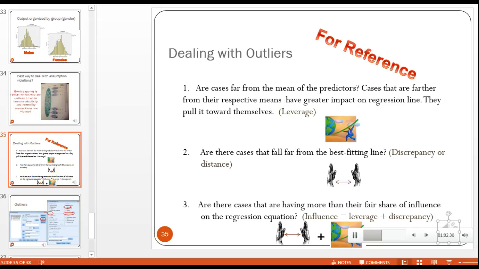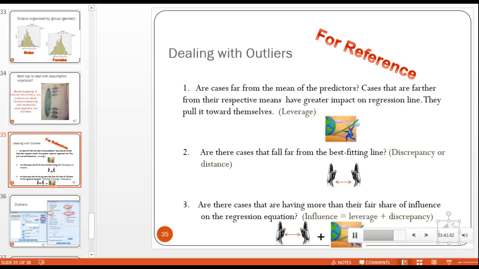And finally, influence. So influence is like the combination of the leverage and the discrepancy. And so this answers the question, how much influence does a given case have on the whole regression model? So these cases, if they're very, very far and they have a lot of influence, they can be pulling that regression line toward themselves. And that is not good because this maybe one case, because it's so far out, is having a disproportionate impact on the regression line. So if we deleted that outlier or used a Winsorizing technique, we would lessen its influence on the overall model.